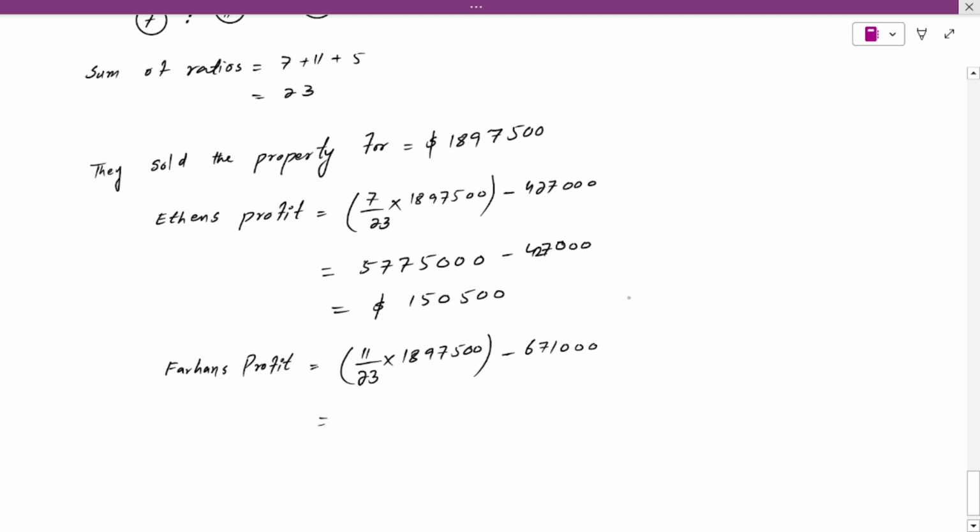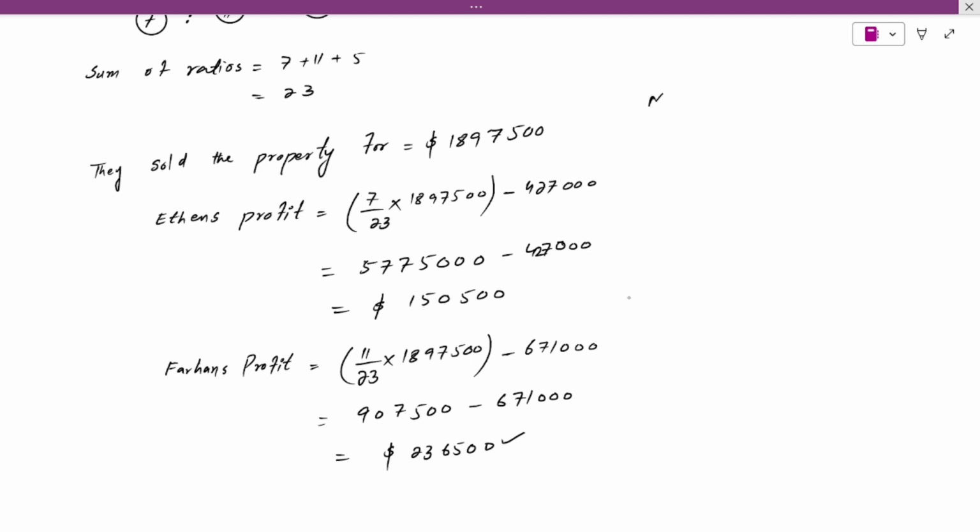So calculating this, we get 907,500 minus 671,000. So subtracting, we get $236,500. This is the total net profit that Farhan gets.